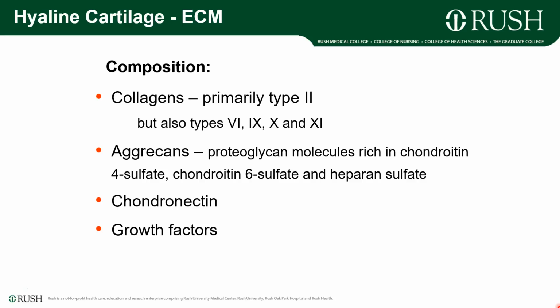The extracellular matrix of hyaline cartilage is composed primarily of type 2 collagen, but there are other minor collagens also present, including type 6, type 9, type 10, and type 11. The other component within the extracellular matrix is the aggrecans, which are proteoglycan molecules rich in chondroitin 4 sulfate, chondroitin 6 sulfate, and heparan sulfate.